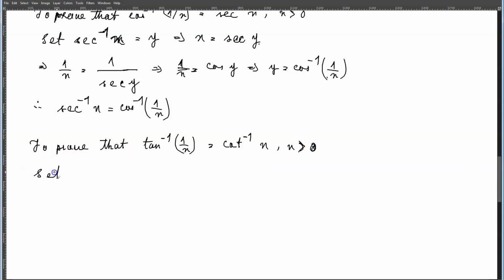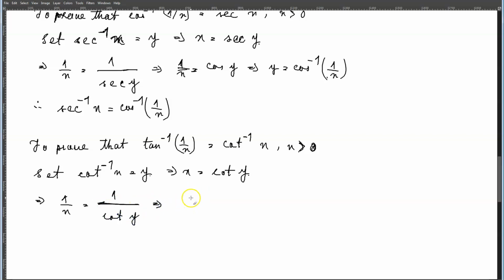What you can do is set cot inverse of x is equal to y, right? And then what that means is that x is equal to cot of y. X is equal to cot y, and so what that means is that 1 over x is equal to 1 over cot of y, which means that 1 over x is equal to tan of y.